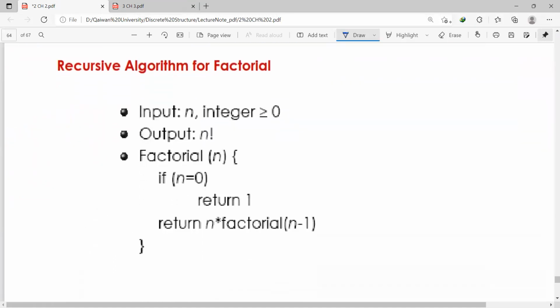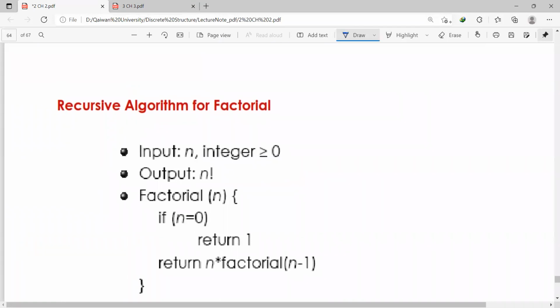And here, to write down the algorithm for this function for factorial, how do you write? The input is n. This is the input. So what's the output? The output is n factorial. We should write down input and output. And then we are going to write down the procedure.